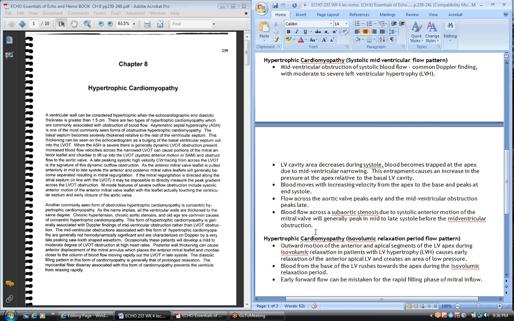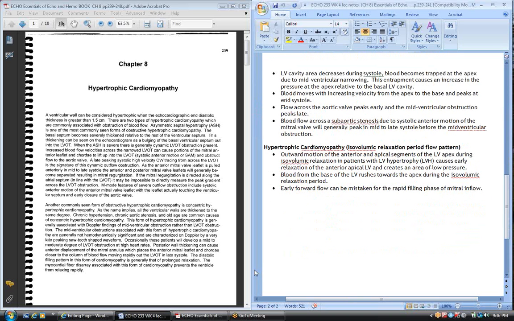So you have two flows. You basically have a Doppler signal that shows early aortic flow, and then you have late peaking midventricular flow. Blood flow across a subaortic stenosis due to systolic anterior motion of the mitral valve will generally peak in mid to late systole before the midventricular obstruction. So you'll notice that it says midventricular obstruction peaks late, subaortic stenosis due to the mitral SAM peaks in mid to late. So that's how we're going to try to determine which one of these is the consideration.